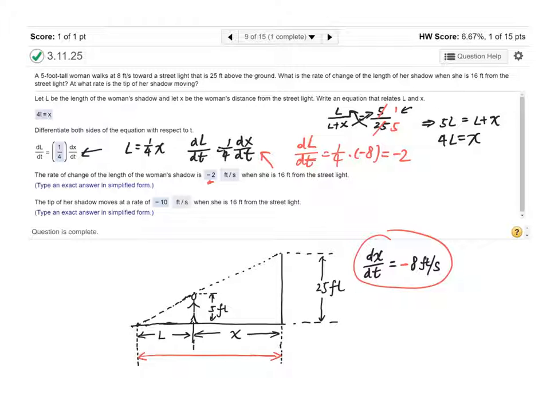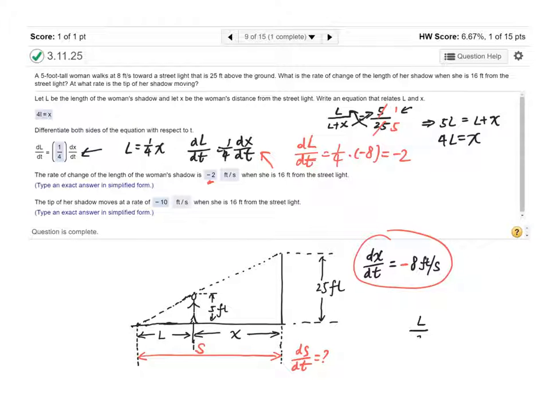So I'm gonna call this total length S. Put it in another way, what we are looking for in the second part is dS/dt. That's what we are looking for. Now at that moment, again we need to use a little geometry here. The smaller triangle is similar to the bigger triangle. That means the following must be true.